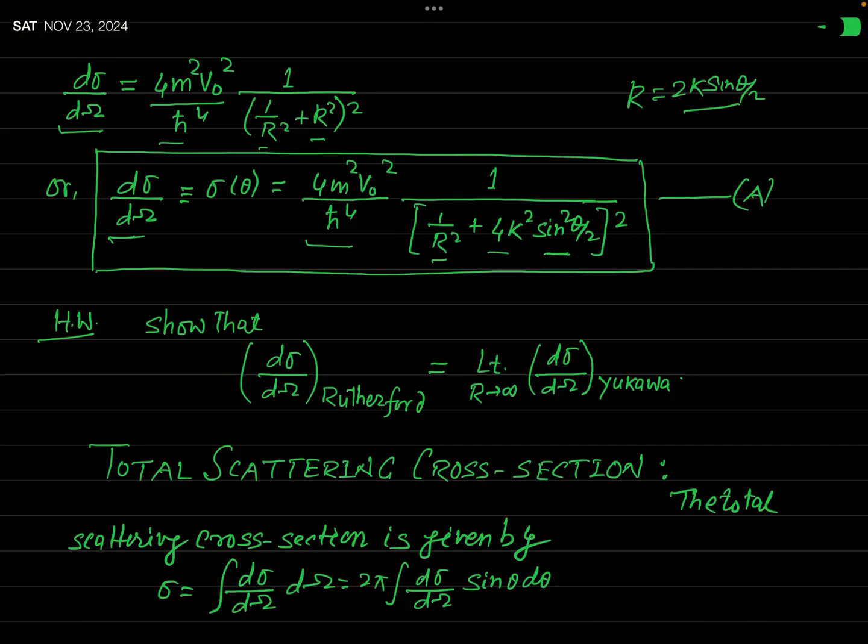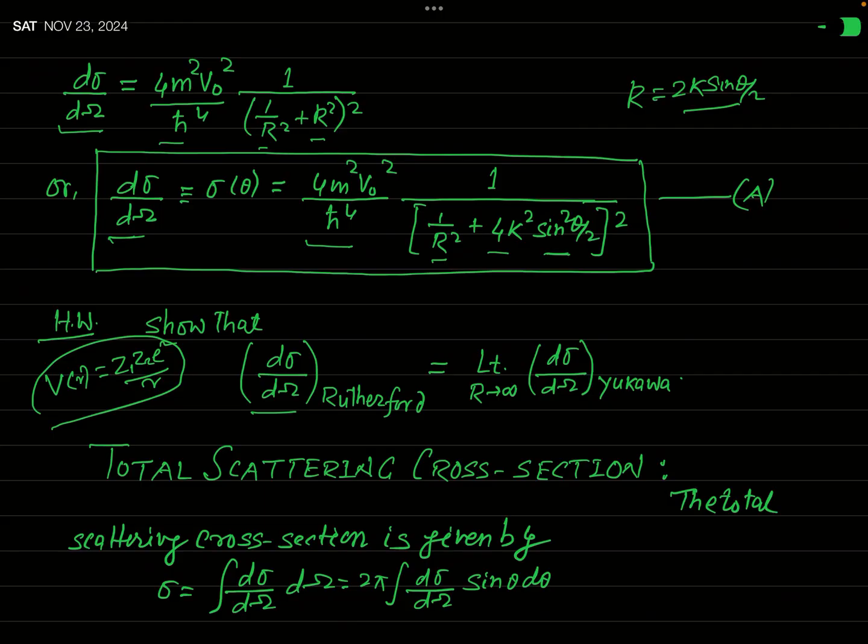Now, I have mentioned a homework for you. Find the differential scattering cross section for Rutherford scattering, that is, taking the potential V of R equal to Z1 Z2 e square divided by R. This is called the Rutherford potential. Then you will find the differential scattering cross section.